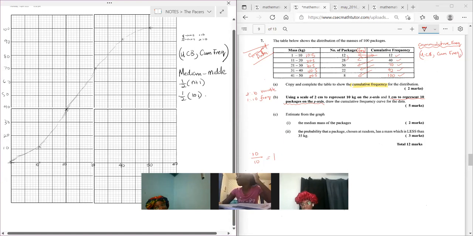So a half by 101, which is 50.5. So that's the median there. But this is the median frequency, and you need to match that back on your graph to your mass or your variable. So from the graph, estimate the median mass of the packages. So now we go at 50.5, which would be very close to 50. So about 50, right? We stay on that 50 mark.